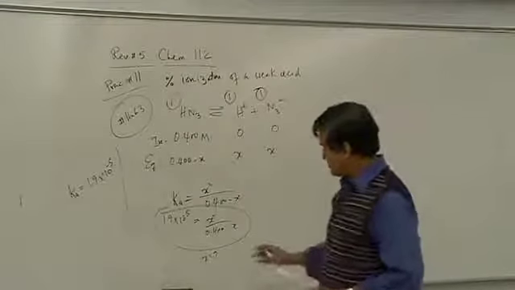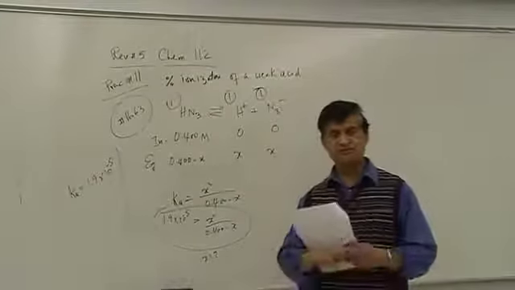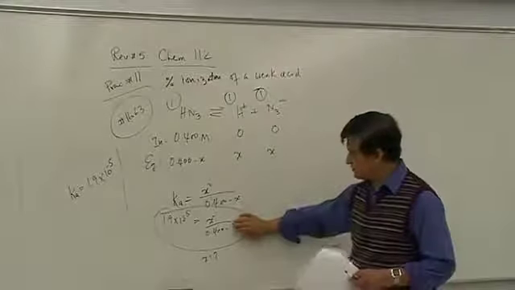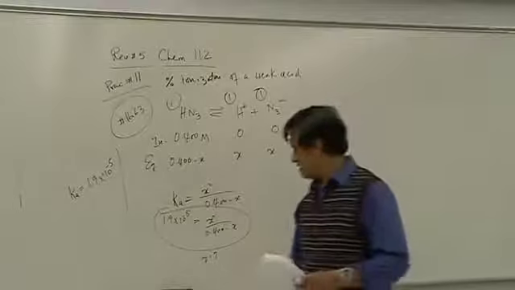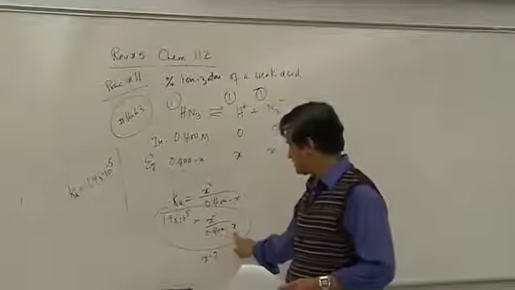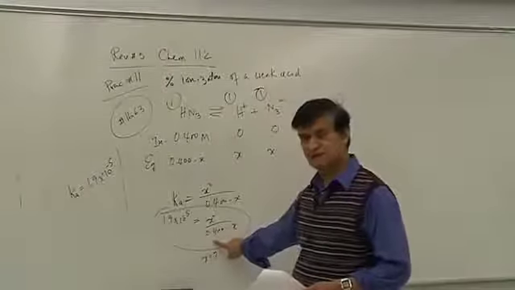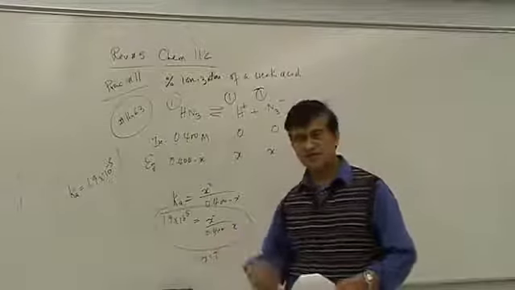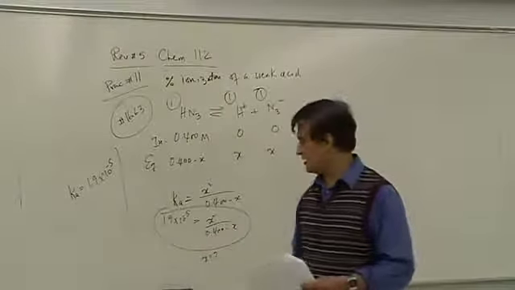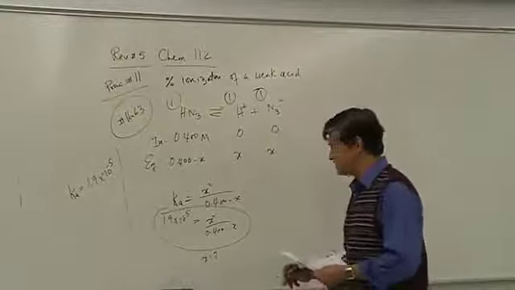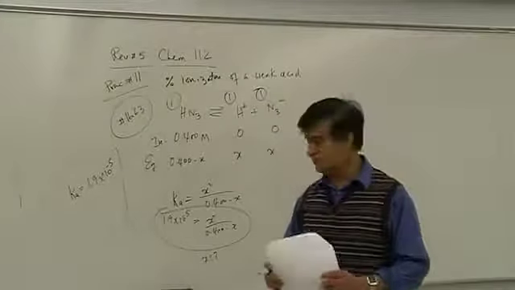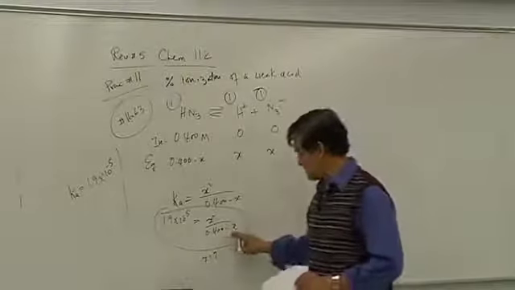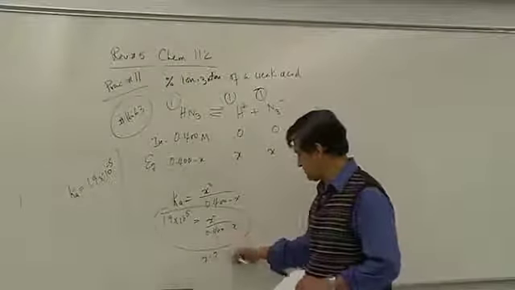Now I want to caution you that in most problems, over 90% of problems, you can ignore X from the bottom and solve in an approximate method. But if the calculated X value is more than 5% of this number, then you'll have to do it in a longer method, which is by solving a quadratic formula. In this case, it happens to be that case where X value will be greater than 5% of this number.